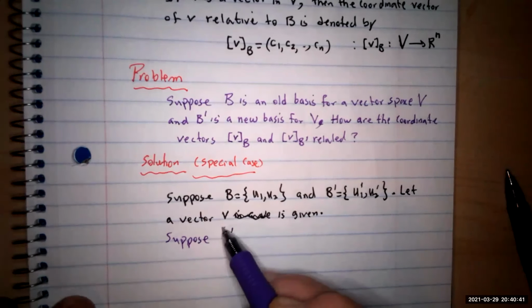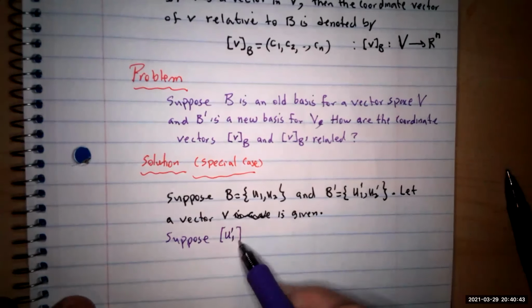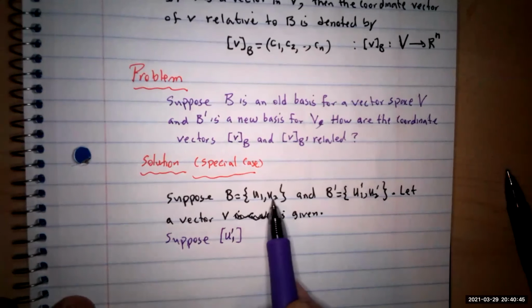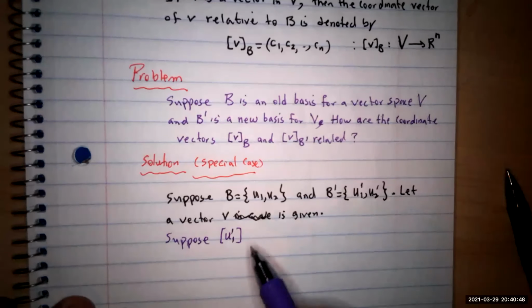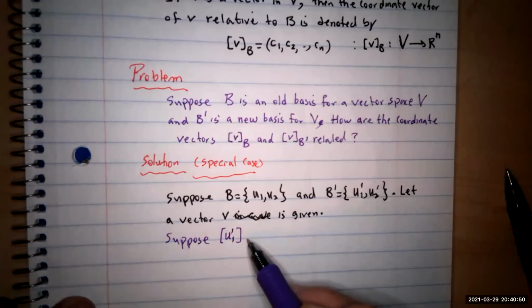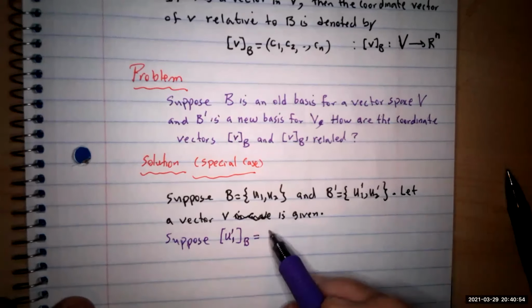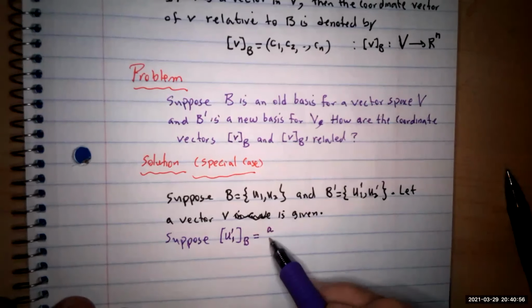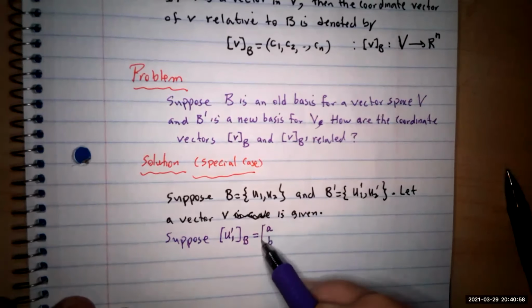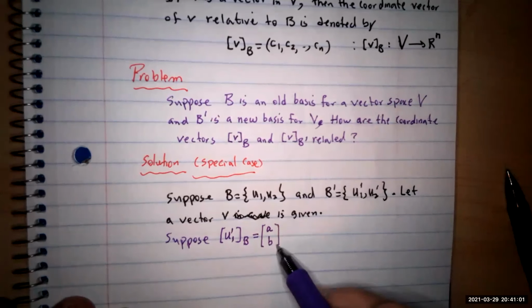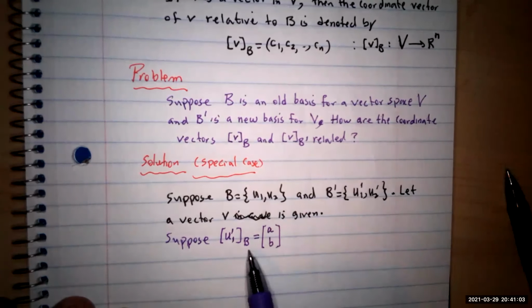What I'm going to do, I take U1 prime. U1 prime is a linear combination of U1 and U2, and that gives me a coordinate vector. This coordinate vector, I write it down as (a, b). Suppose this is the coordinate vector of U1 prime with respect to B.